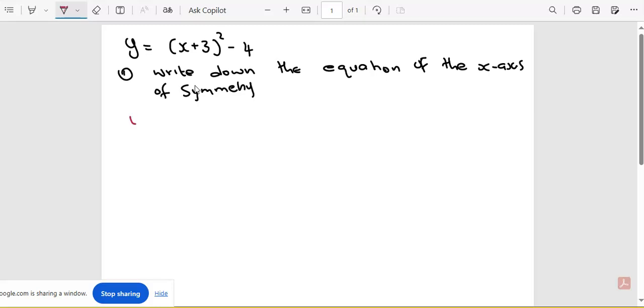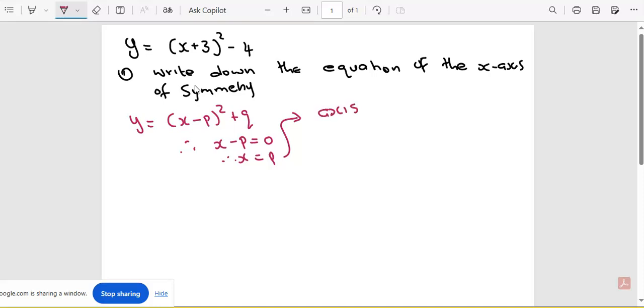Remember, this is in the form of (x minus p) squared plus q. For the axis of symmetry, we just take whatever is inside the bracket, equate it to 0 and solve for x. Therefore, x is equal to p. This p is your axis of symmetry. The value of p is your axis of symmetry. So now, looking at this example, can you manage to find the axis of symmetry for this graph?